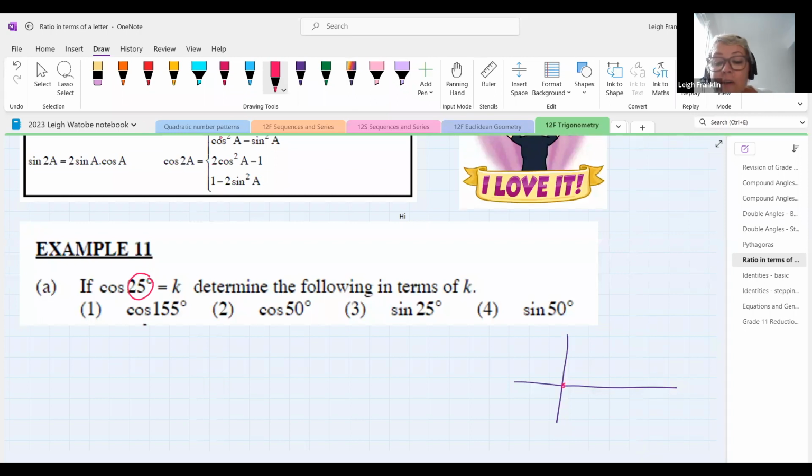So I'm going to draw myself a diagram. I'm going to draw my terminal arm. This angle over here is the one that is 25 degrees. And what we would do here is we would interpret k as k over 1. So if we have the cos of 25 degrees, we know that the cos of any angle is a ratio of which two sides? Matrix, cos 25, which two sides are we talking about?